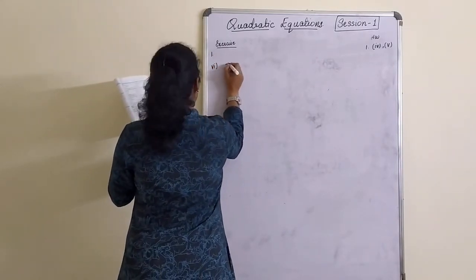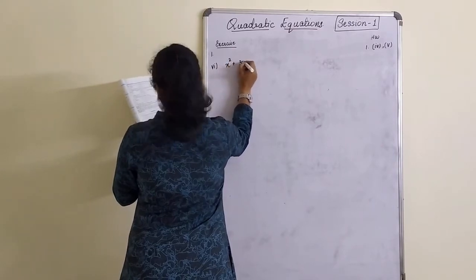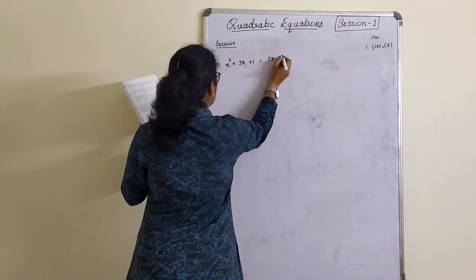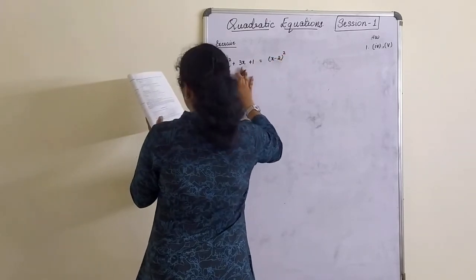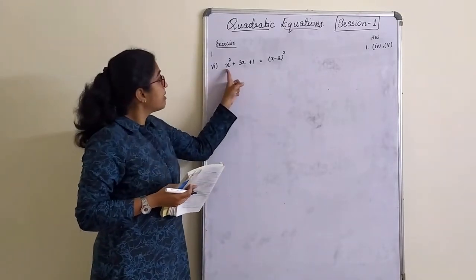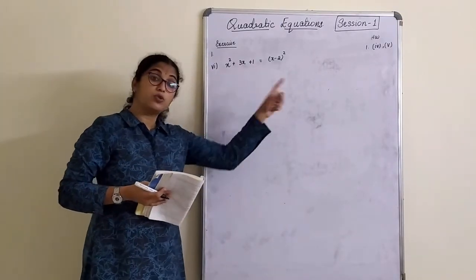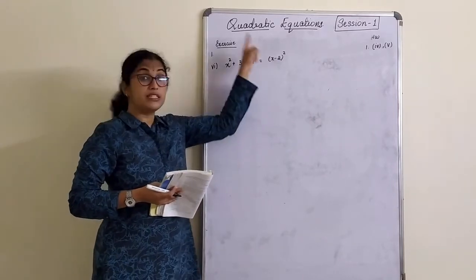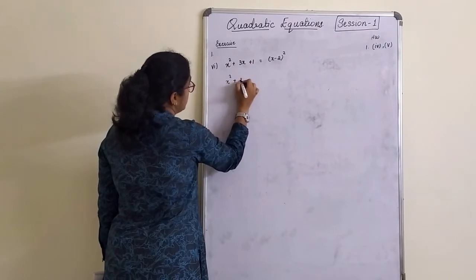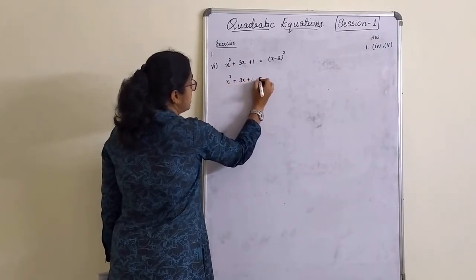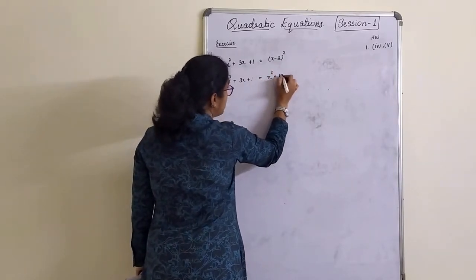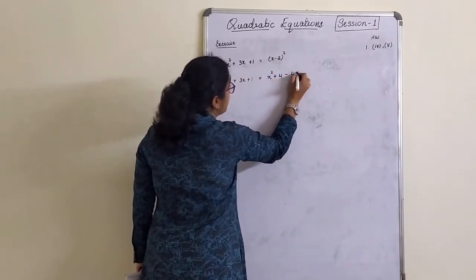So sixth one is x square plus 3x plus 1 is equal to x minus 2 whole square. Now children, just don't look at this term and tell it is a quadratic. You need to first solve and then verify. Let's solve this. x square plus 3x plus 1 is equal to a minus b whole square, a square plus b square minus 2ab.